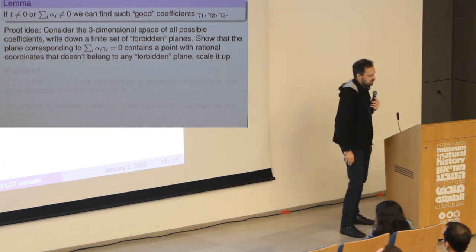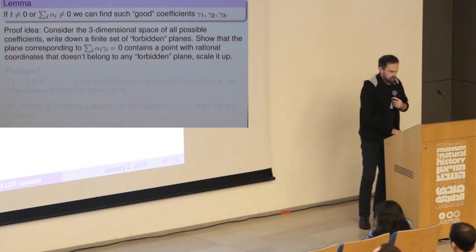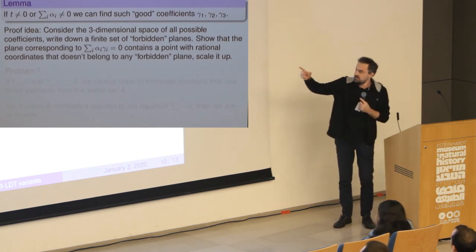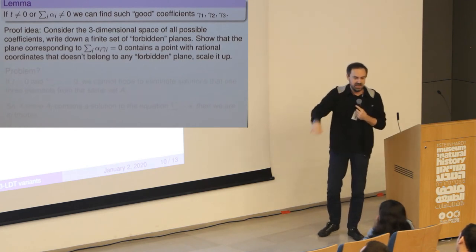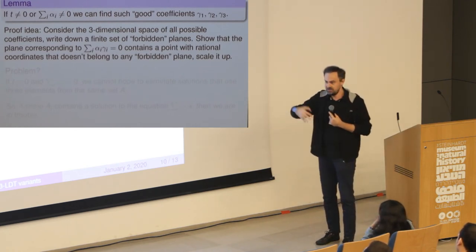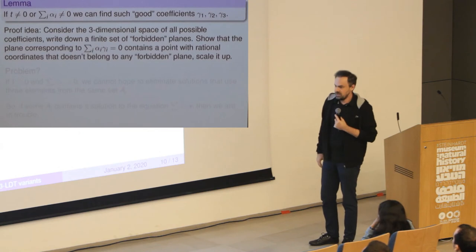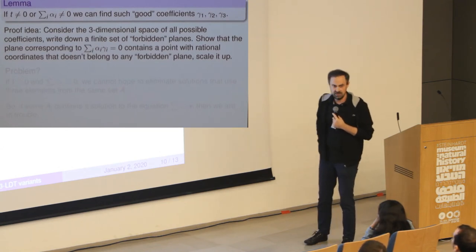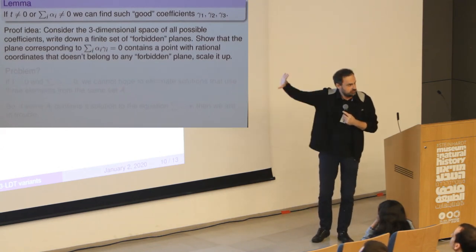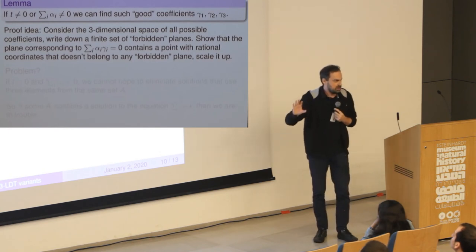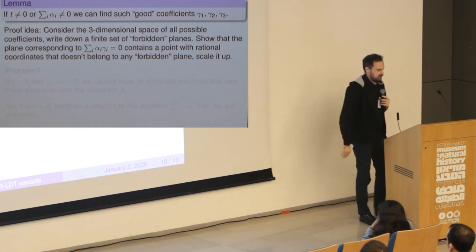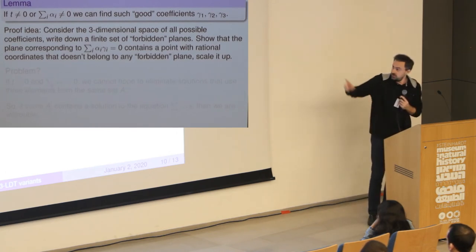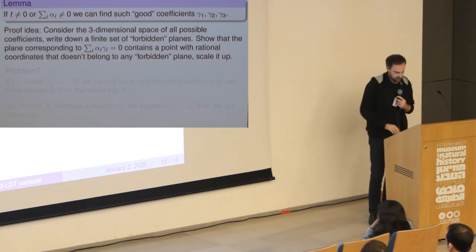What you seek is a point such that the sum of alpha_i times gamma_i is 0. So it's a plane in this three-dimensional space, and some lines on this plane are blocked. But it's an infinite plane, so we will find something with rational coordinates on this plane, and then you scale it up to obtain an integer solution. That's the rough idea. You just write down all the equalities that you need to avoid. And then it turns out that if it's a non-trivial version, you can do it: if T is non-zero and the sum of alpha_i's is non-zero.